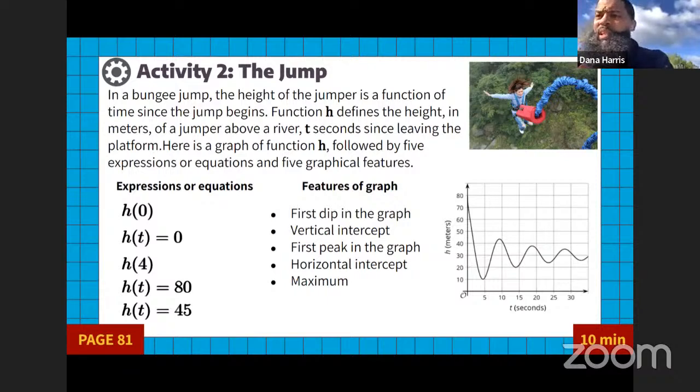And so if you can picture this, I want you, if you can't picture this, or if you don't know what this looks like, I want you to go to Google or somewhere on YouTube, and I want you to look up a video of someone bungee jumping, okay?